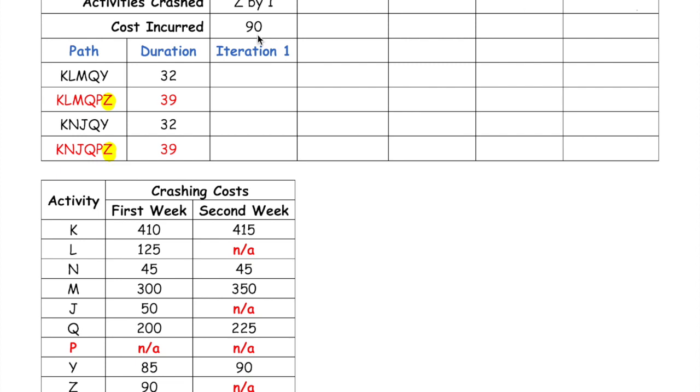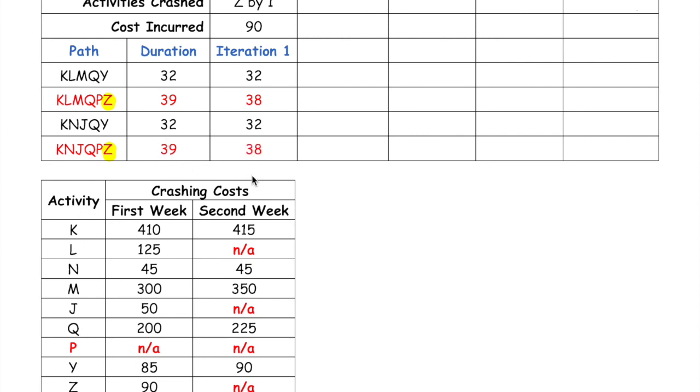And now all that's going to happen is every single path that contains activity Z is going to be shortened by one time period. So if a path does not have Z, such as the first path, its duration is going to stay at 32. However, 39 is going to be reduced down to 38. The third path is going to remain at 32, and this path is also going to go down to 38.